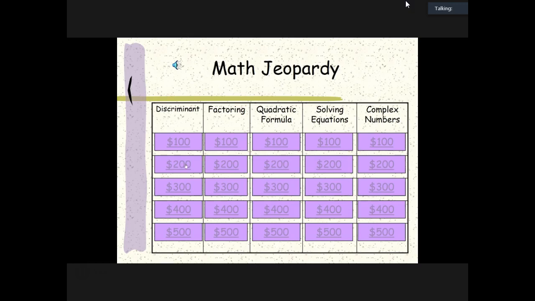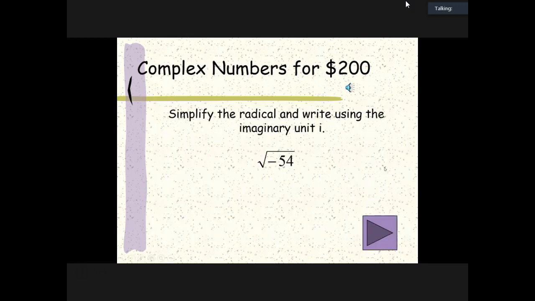So let's start, since currently the right side is dominating the left side. Rob, I'm going to give you category and points. 100 and 300. All right, so complex numbers for 200. Please simplify the square root of negative 54.